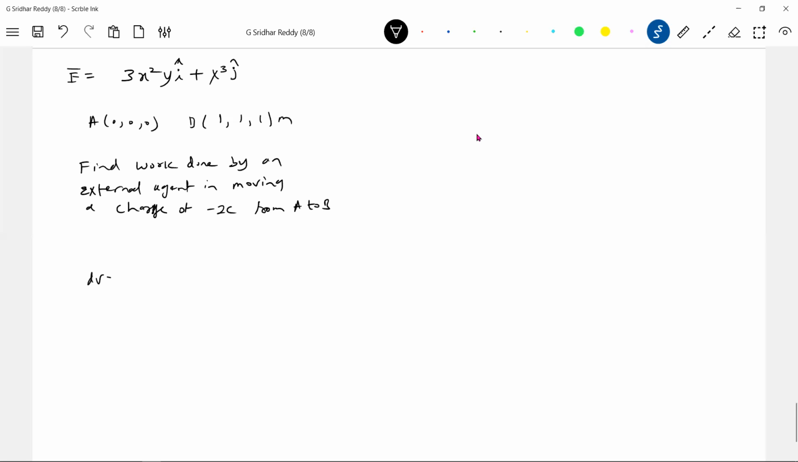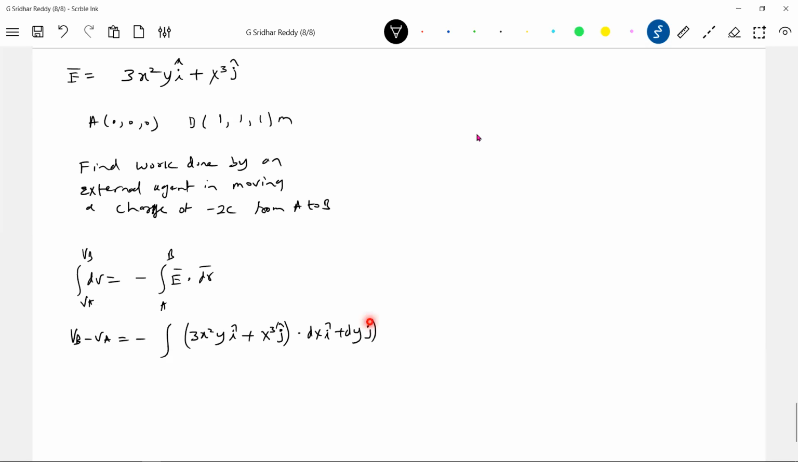The same similar formula: dV is equal to minus E dot dr. This is VA, VB, from A to B. So VB minus VA is equal to minus of the integral of 3x square y i cap plus x cube j cap, from (0,0) to (1,1). The negative sign I send to this side, so this becomes the integral from (0,0) to (1,1) of 3x square y dx plus x cube dy.